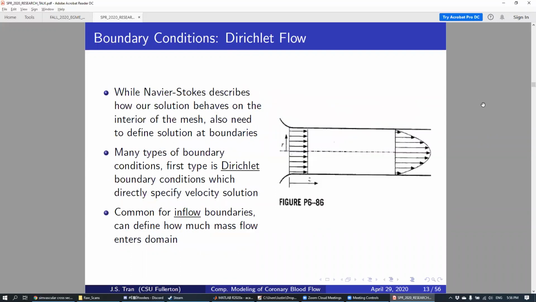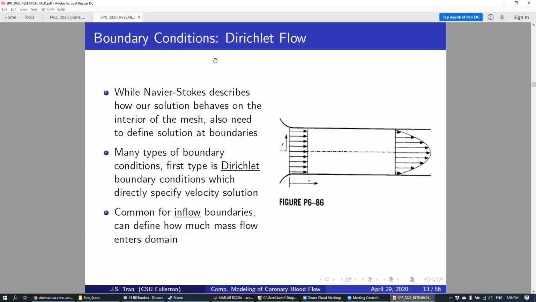Okay, and so next thing I want to talk about is the different boundary conditions. But before that, are there any questions I can answer? Okay. All right, so let's talk boundary conditions.